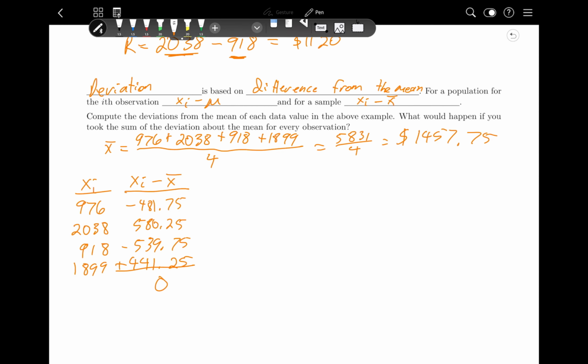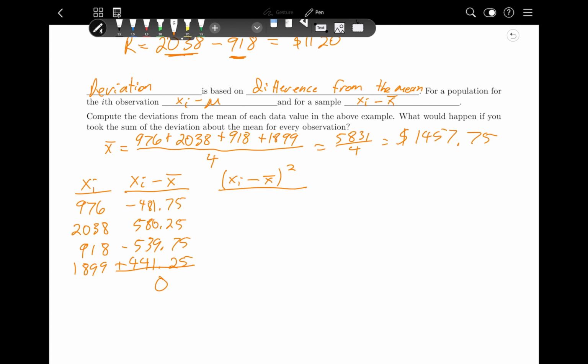So the question becomes, how can we deal with this issue? How can we figure out an average for these deviations if we can't just add them together and then divide by 4, because we'd always get 0? Well, one way to do that is to make these all positive. And one way to make these all positive is to square them all. Okay, so we could square all the x sub i minus x bars.